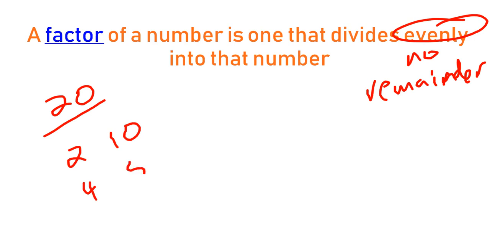We can do the same thing with 4 and 5, and we can also importantly do the same thing with 1, because 20 divided by 1 is 20, again, no remainder, and 20 divided by 20 is 1. Again, no remainder. So these are the things that we call factors of a number. And factoring is where prime factorization starts.